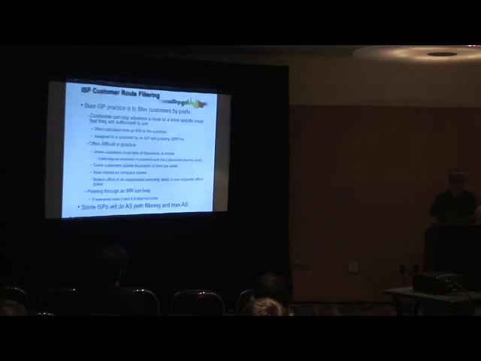So BGP policy. ISP customer route filtering, the best common practice is to filter customers by prefix. So in theory, you know what addresses you've assigned to your customer. If they're bringing addresses from an RIR or from another provider, they should tell you what addresses they're bringing, and you should check them to make sure that they're actually authorized to use them. Typically, this can be done by looking at the SWIP records or the RWHOIS. However, in practice, it's often much more difficult than this sounds.